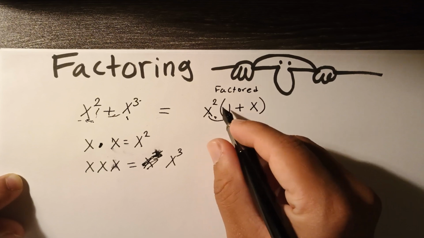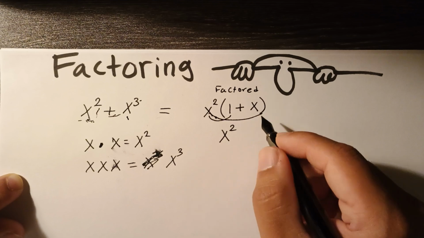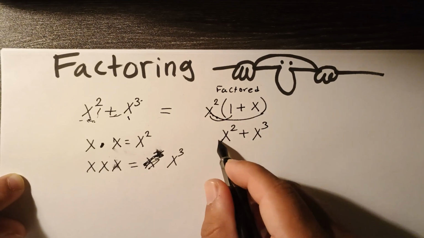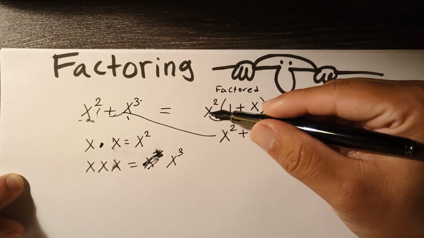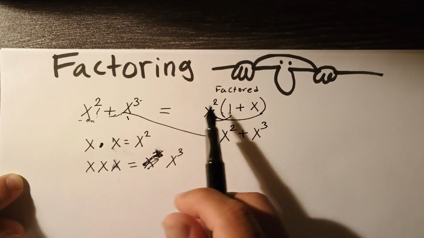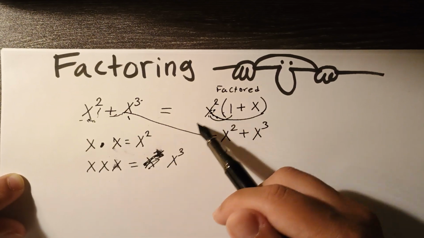So x squared times 1 is just x squared. X squared times x is just x cubed. And it's the same, right? So I just made it look like this. I just factored out an x squared because I could do that. They both have that in common, an x squared, right?